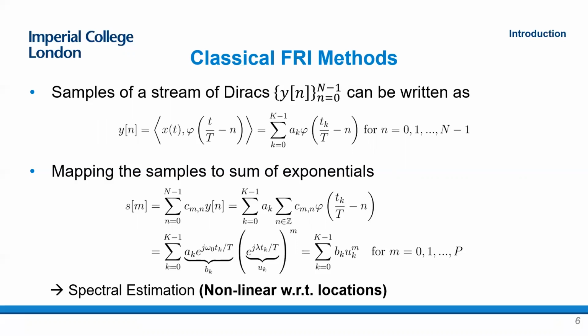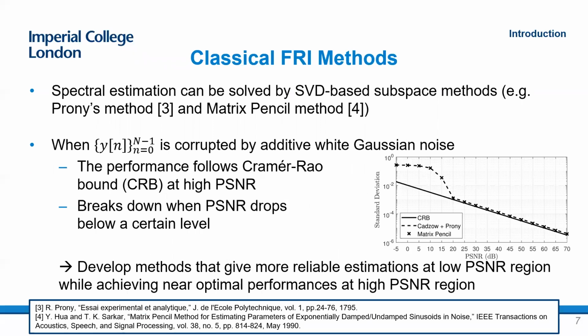Note that the sum of exponentials is linear with respect to the amplitude a_k, yet nonlinear towards the location t_k. This has motivated us to focus on solving the locations of Diracs. A spectral estimation problem is classically solved by SVD-based subspace estimation methods. For example, Prony's method and matrix pencil methods.